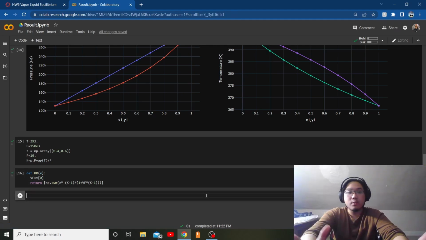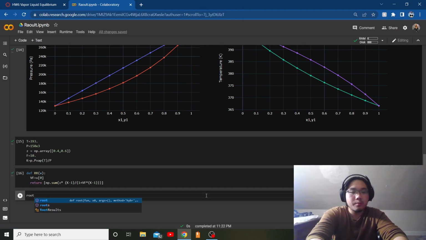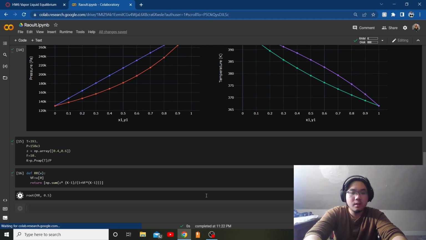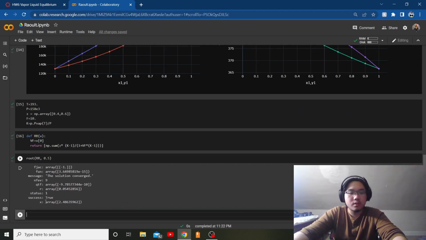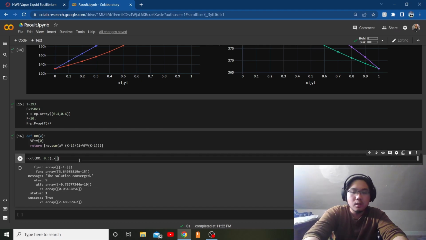All right. And so now we want to use a root equation, right? So RR, and just some guess, so let's put 0.5. And we have our answer for VF, which is this down here. And so since we'll be using VF to solve for everything else, we kind of want to set it as its own variable. So we want to pull out the scalar value and then set that equal to VF.